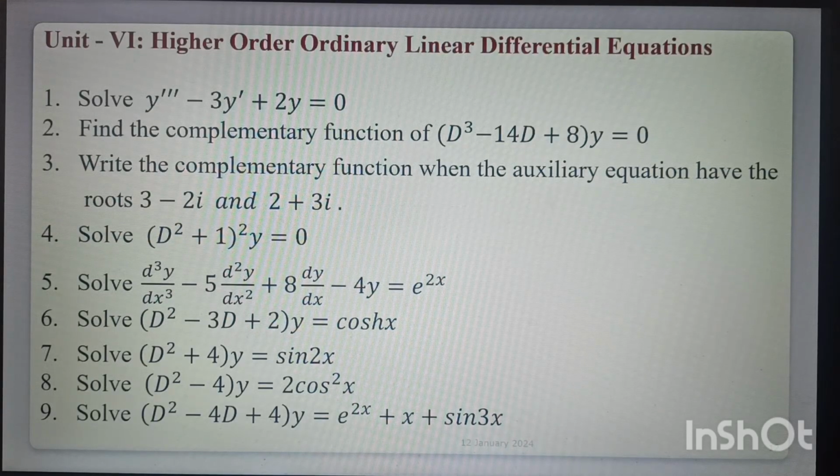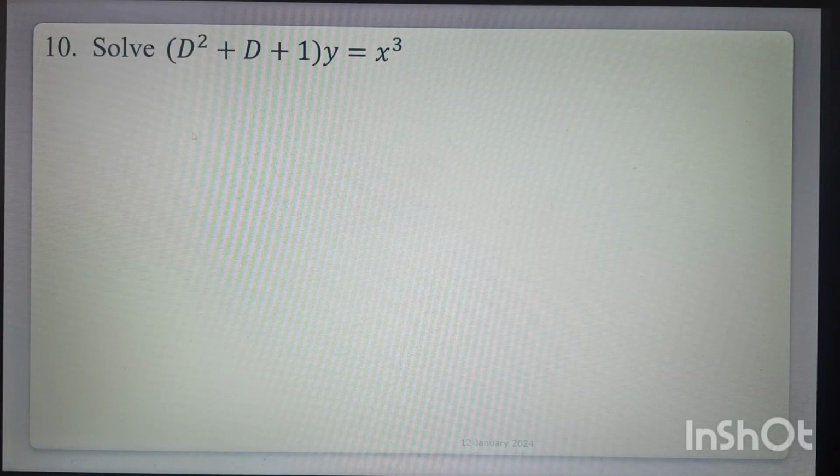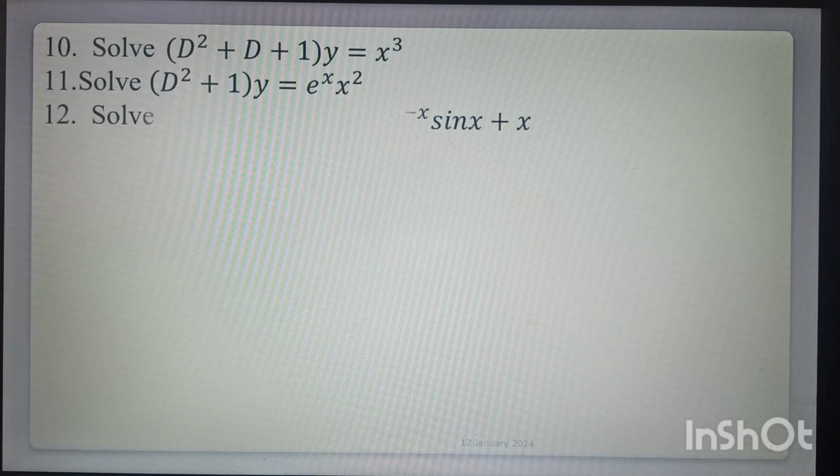Ninth one, (D square minus 4D plus 4) y is equal to e power 2x plus x plus sin 3x. Okay. So next, continuation, remaining questions. Yeah, next one, solve (D square plus D plus 1) y is equal to x cube. Next one, solve (D square plus 1) y is equal to e power x into x square. Solve (D square plus 4D plus 3) y is equal to e power minus x into sin x plus x.